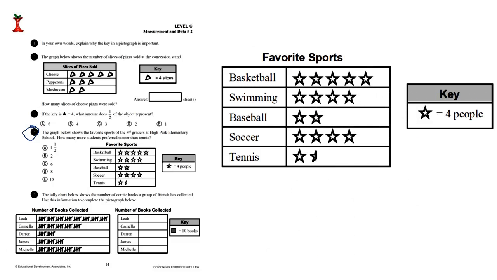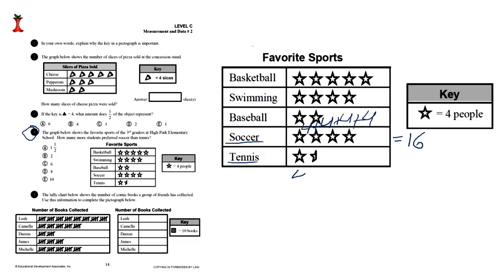The graph below shows the favorite sports of the 3rd graders at High Park Elementary School. How many more students preferred soccer than tennis? So we're looking at soccer and we're looking at tennis. So this is 4, this is another 4, followed by another 4. So we have how many groups of 4 being added? You got it right, 4. 4 times 4 is 16.